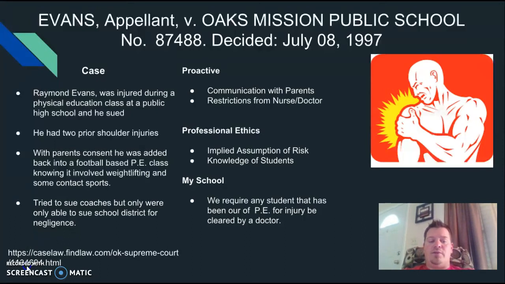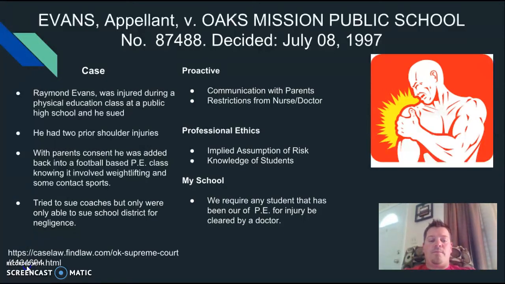He started off the year, I think it was in a family living class or a home ec class, and then did get transferred into a PE class. So this PE class was football-based, so they had weightlifting, and once a week they would play a game or something like that. And in this class, they were wrestling. He hurts his shoulder again, so they tried to sue the coaches, everybody that was involved with the PE program or the football program, and then also tried to sue the school. And the only one that really got to the court was them suing the school for negligence.